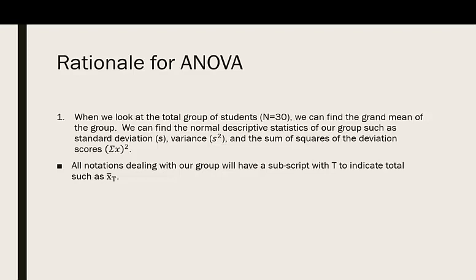When we do it for the group as a whole, all notations dealing with our group are going to have a subscript of a capital T to indicate totals, such as X bar subscript T. Okay, this is the mean of our total group. So that's the first thing that we get here, is that we can look at our total group, all three classes, as one total group. Okay, important to understand that we can treat everything as one large group. And we have a grand mean, and we have all these other grand totals.